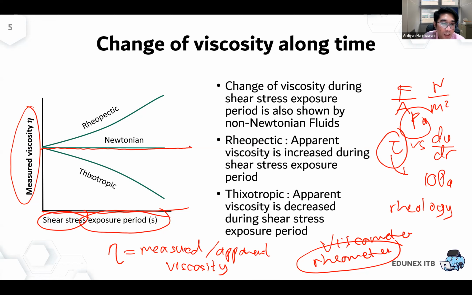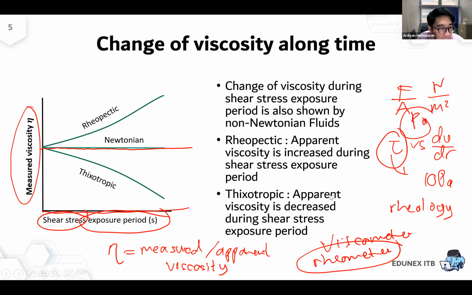That's for Newtonian. However, for non-Newtonian, sometimes it increases, sometimes it decreases. For the top one, the fluid whose viscosity increases with time, although the shear stress value is constant, we call it rheopectic. Yeah, the apparent viscosity increases during the shear stress exposure period. And the opposite, we call it thixotropic. The apparent viscosity decreases.